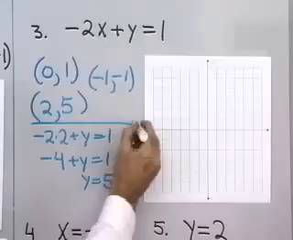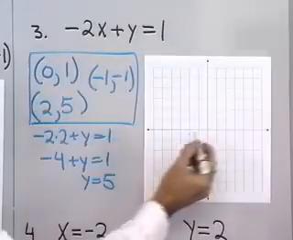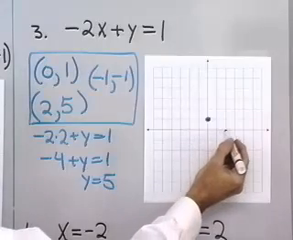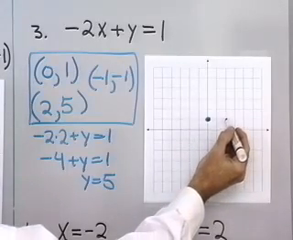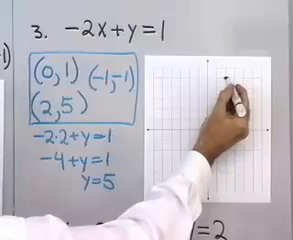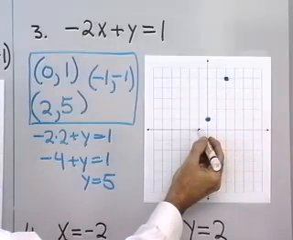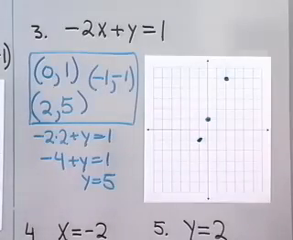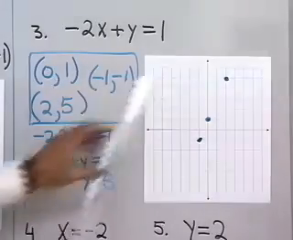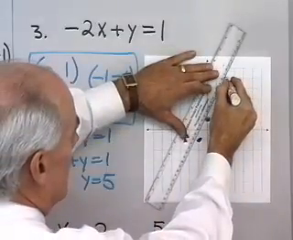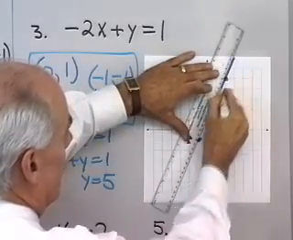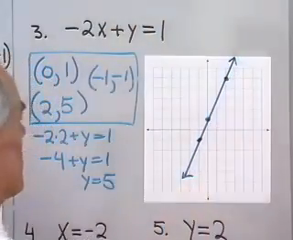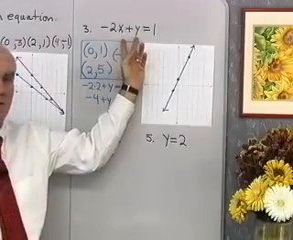So I want to graph these three ordered pairs. X is 0, y is 1. That's that point. X is 2, y is 5, 1, 2, 3, 4, 5. And then x is negative 1, y is negative 1. That point right there. So you can see that those 3 points lie in a straight line. I'll draw a line between them, and that will be the graph of that equation. So that straight line is a picture of all the solutions to this equation right here.